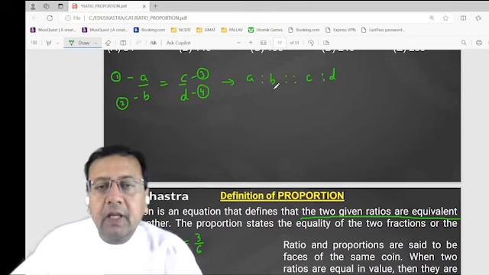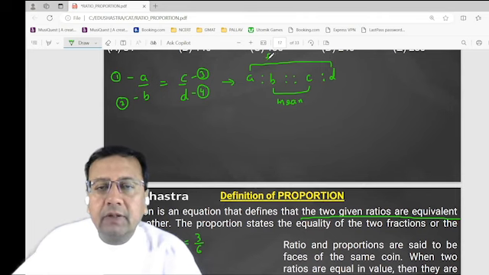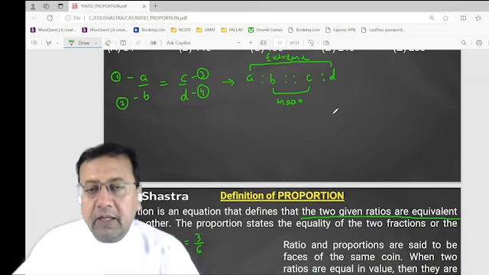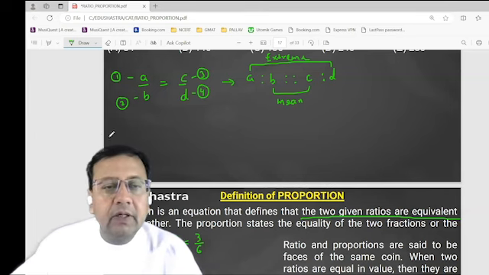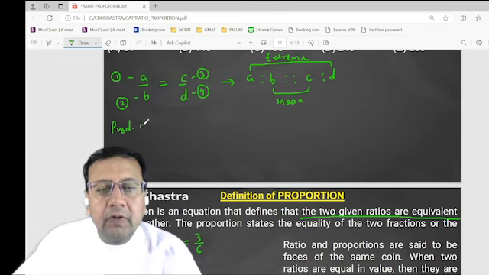Now in this, B and C are coming in between, so they are called means, right? And A and D are coming at the ends, so they are called extremes, right? So if we are calculating for the ratios, this means that the product of means is equal to what?